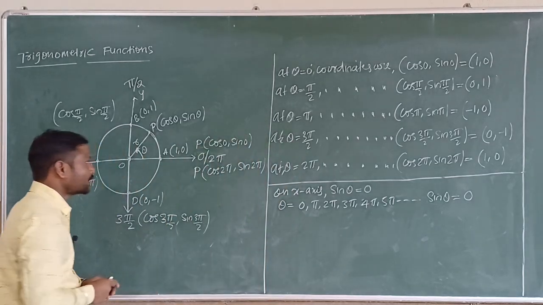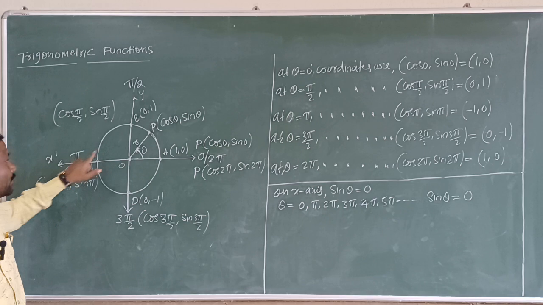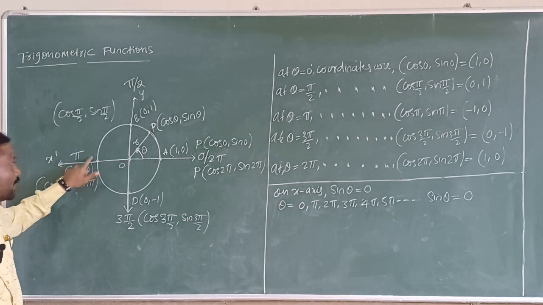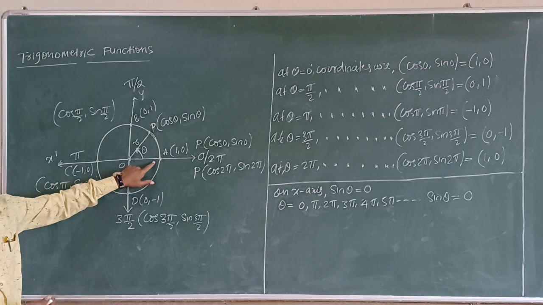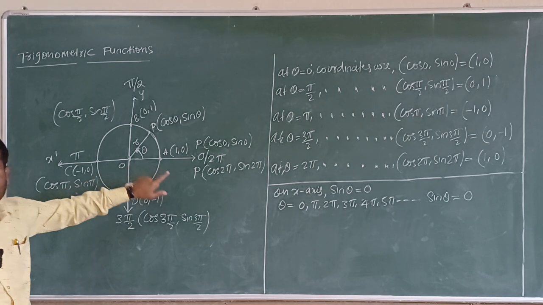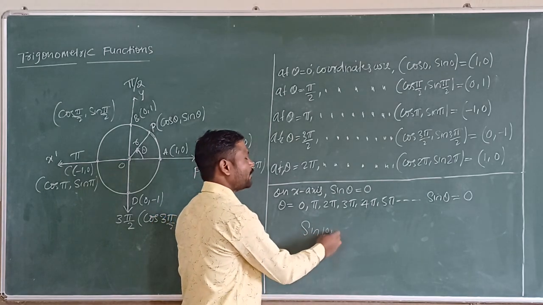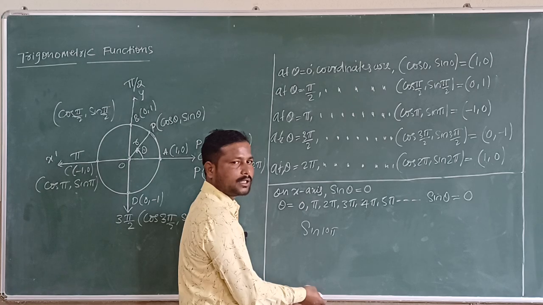What we understand is: 0 degree, 1 pi, 2 pi, 3 pi, 4 pi, 5 pi, 6 pi, 7 pi, 8 pi, and so on. The sin theta value is always 0. Suppose a question arises, sin of 10 pi, the value is 0, because the value at 10 pi is 0.